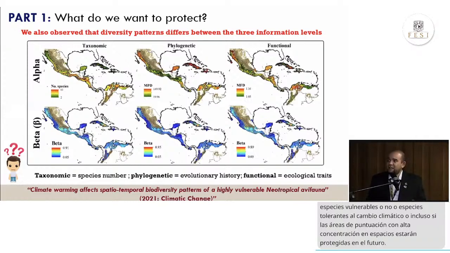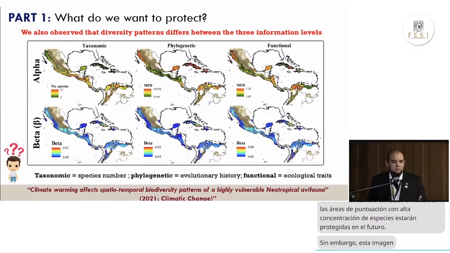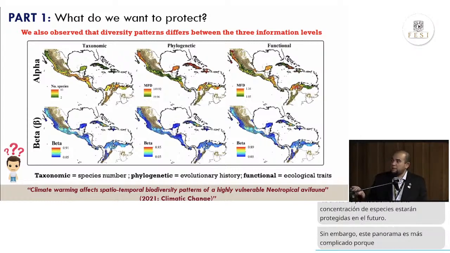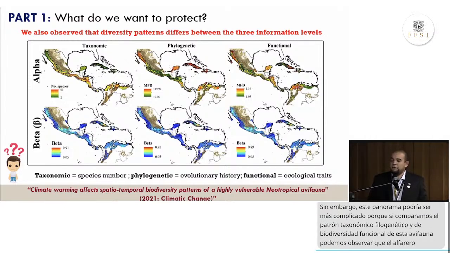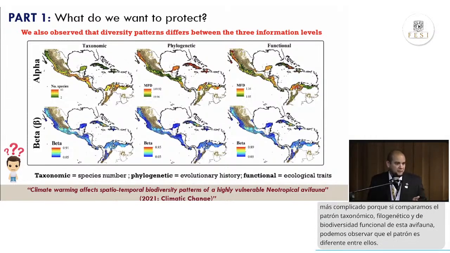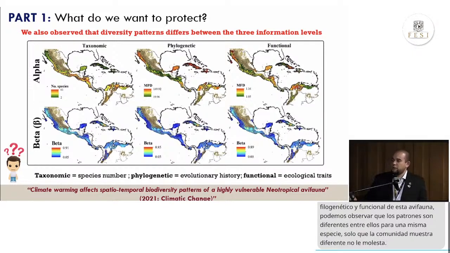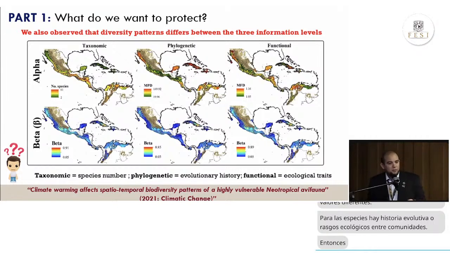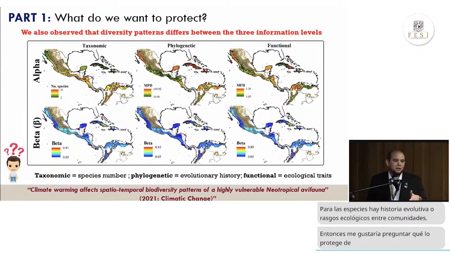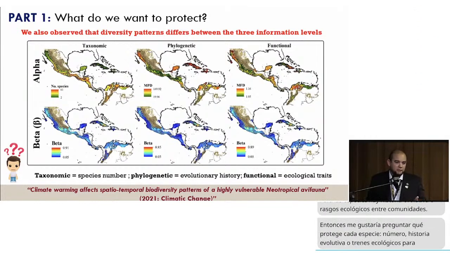However, this picture could be more complicated because if we compare the taxonomic, phylogenetic, and functional biodiversity pattern for this avifauna, we can observe that the patterns are different between them for the same species. Only that community shows different values for species number, evolutionary history, or ecological traits between communities. So I would like to ask, what protects? Species number, evolutionary history, or ecological traits to species or ecosystems?